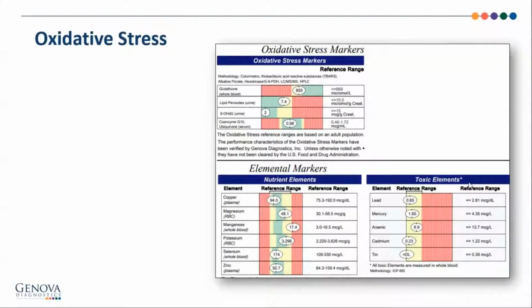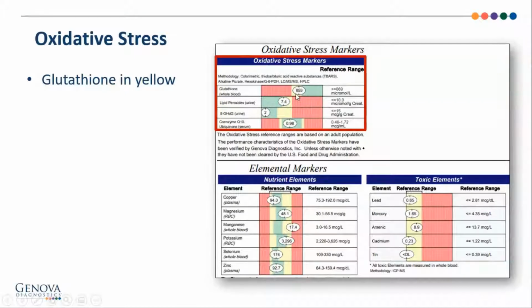And the next section that we're looking at here is the oxidative stress section. So for oxidative stress markers, what you're seeing here is glutathione, lipid peroxides, 8-OHDG, and CoQ10. So the glutathione here is in the yellow. Now remember I said earlier that the green and yellow combined are the reference range. To the left, the red is low, and here with the lipid peroxides to the right, it would be elevated outside the range. So bearing that in mind, there are times you really want to be in the green. And I would say that holds true for glutathione and lipid peroxides and 8-OHDG.